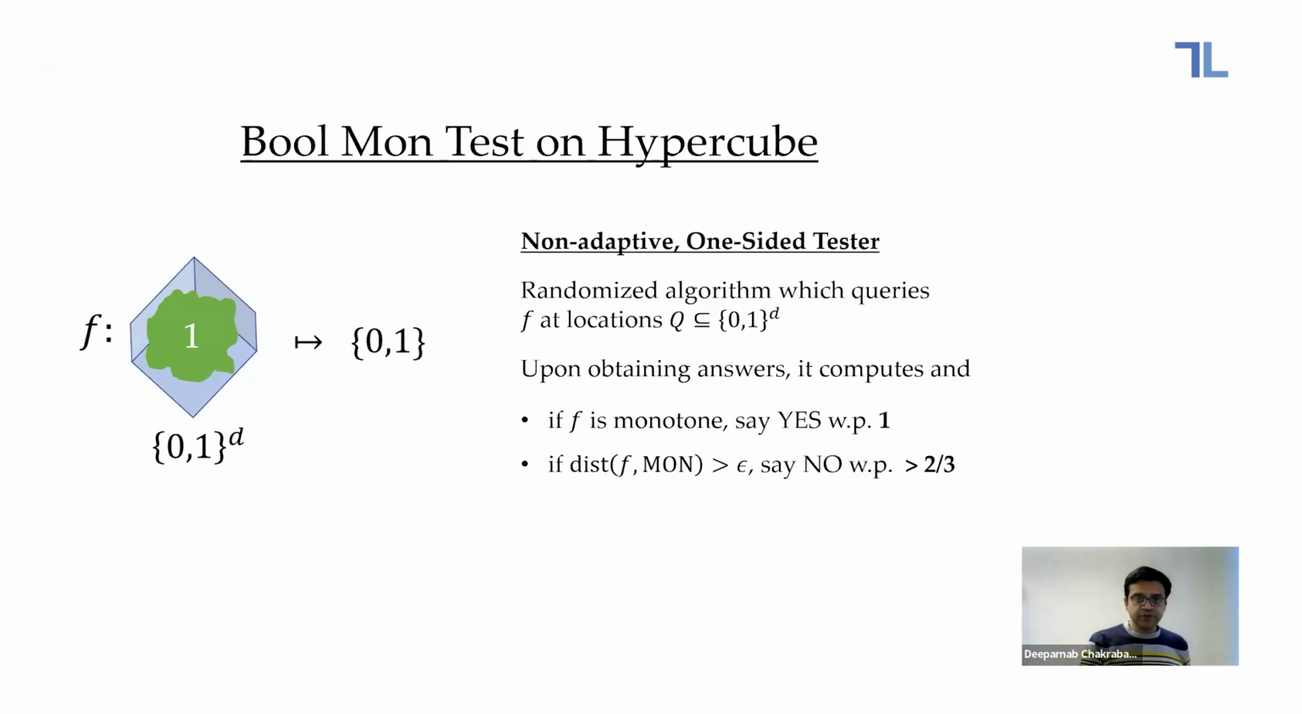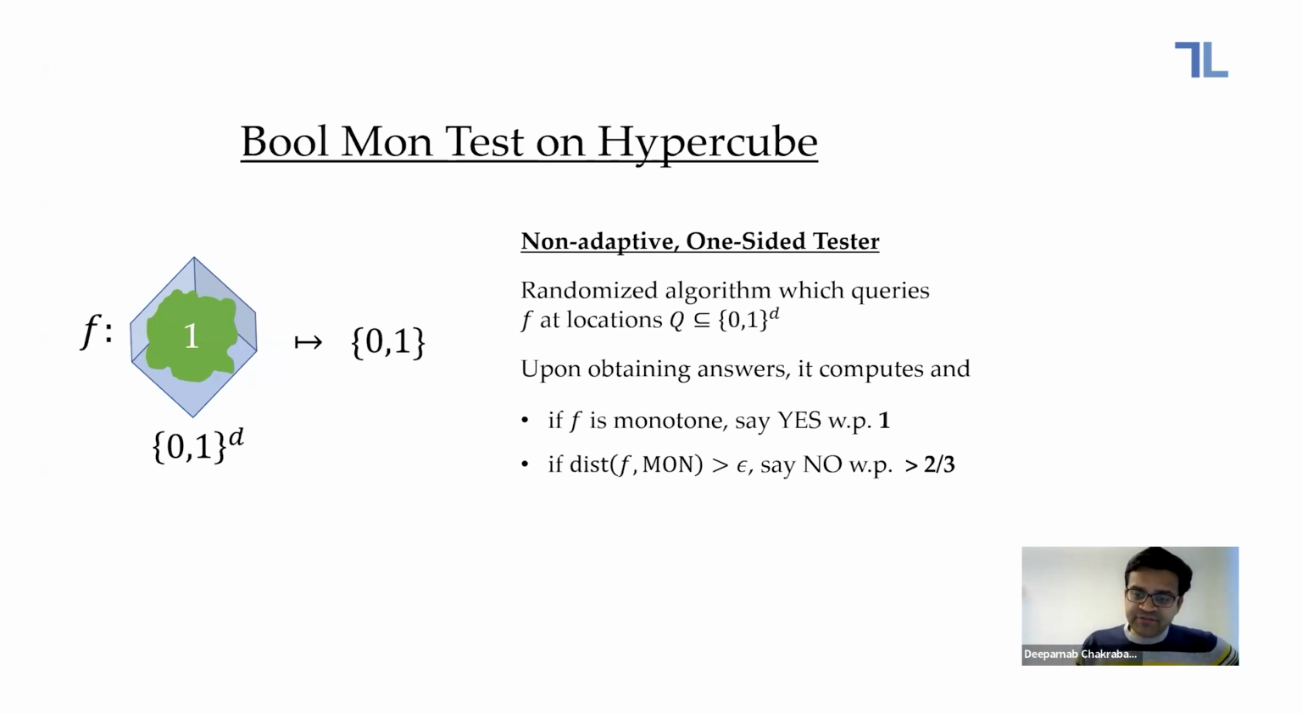We're going to look at the question of designing monotonicity testers, and in particular, we'll be talking about non-adaptive one-sided testers. So what are these? These are randomized algorithms which toss some random coins and query the function at locations Q, which is a subset of {0,1}^d. Then it obtains the answers, does some computation, and either says yes or no. The one-sidedness says that if the function is monotone, it must say yes with probability 1.